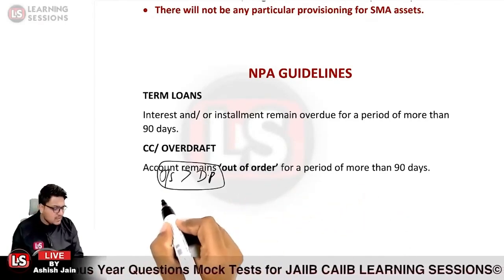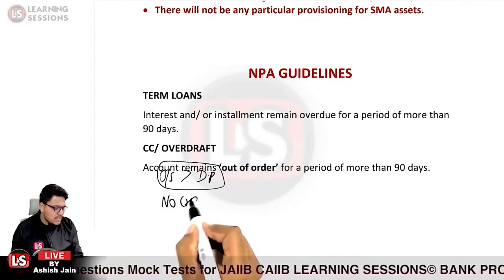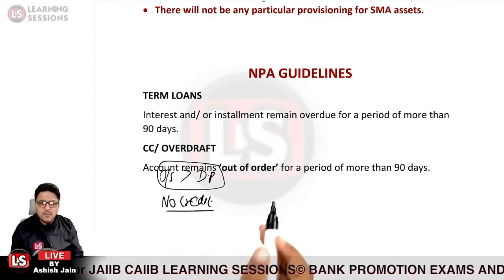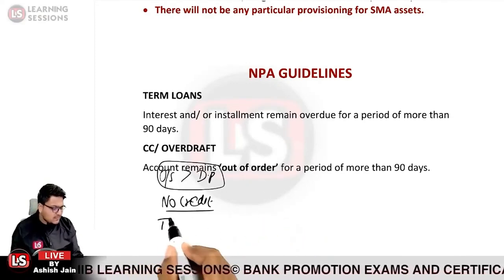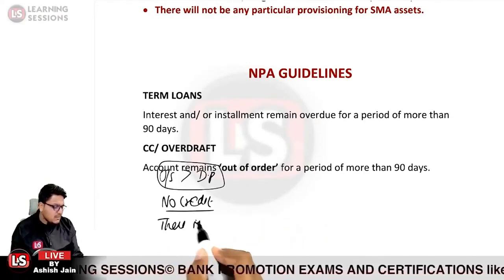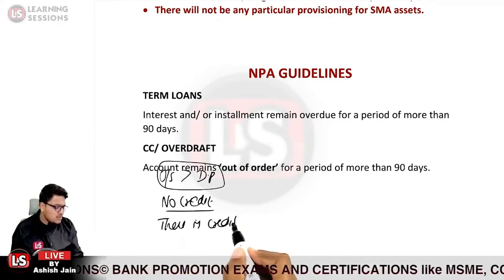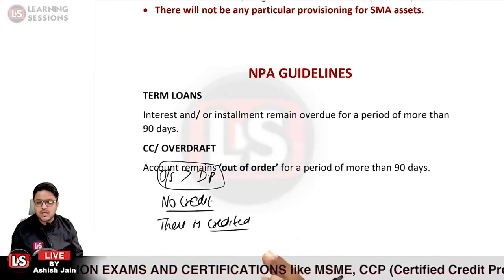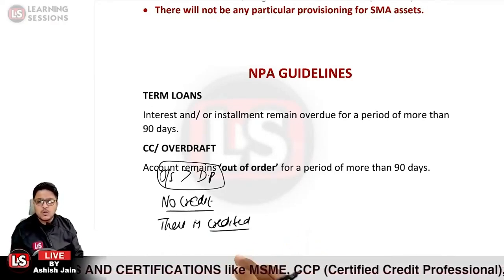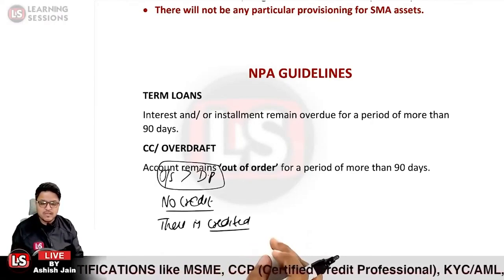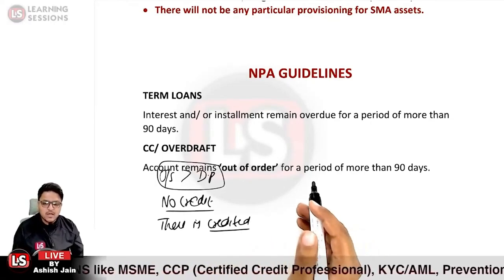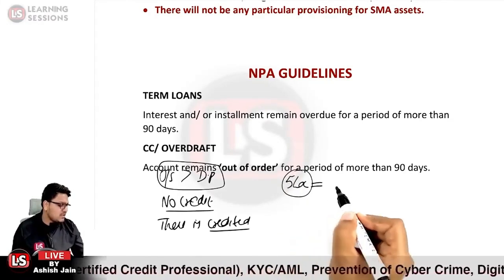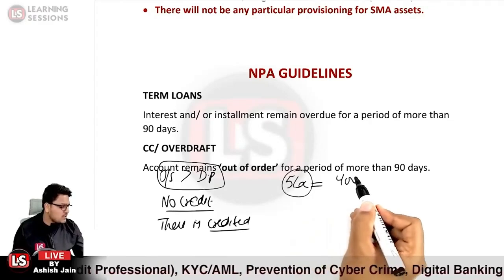And also if there is no credit for a period of 90 days, the CC limit will be classified as a non-performing asset. And also if there is a credit but the amount so credited is not sufficient to cover the interest charged, in that case also the account will be classified as a non-performing asset. What does it indicate? Let us take the case that on a limit of rupees 5 lakh, each and every month interest of rupees 4,000 is being charged.